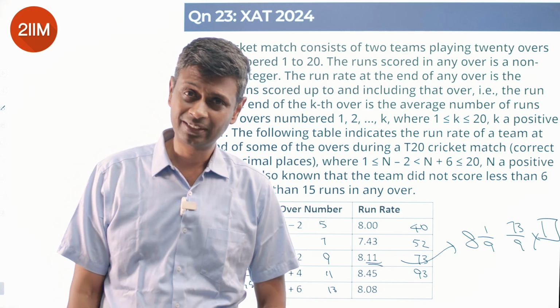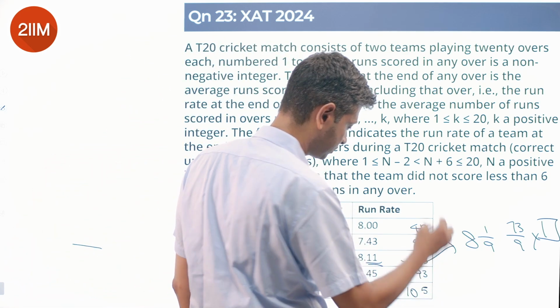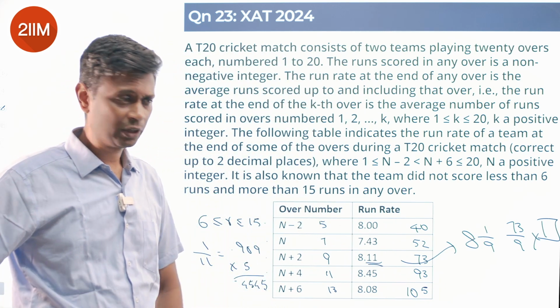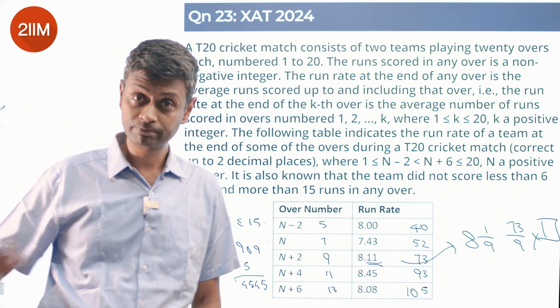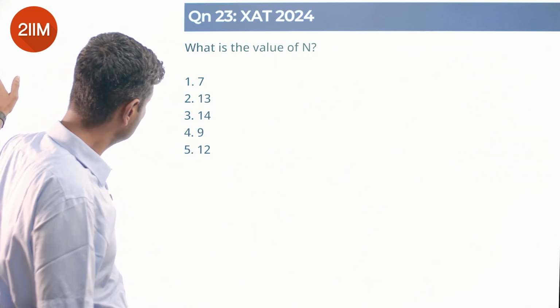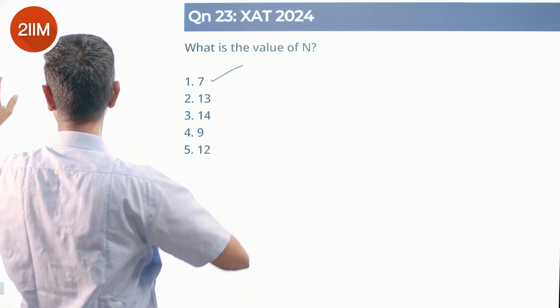0.08 is 1 by 13. 104 plus 1, 105. We know at the end of 5 overs they were at 40. At the end of 7 overs they were at 52. At the end of 9 overs they were at 73, 93, 105. Good. What is the value of n? We know n to be 7. Done.